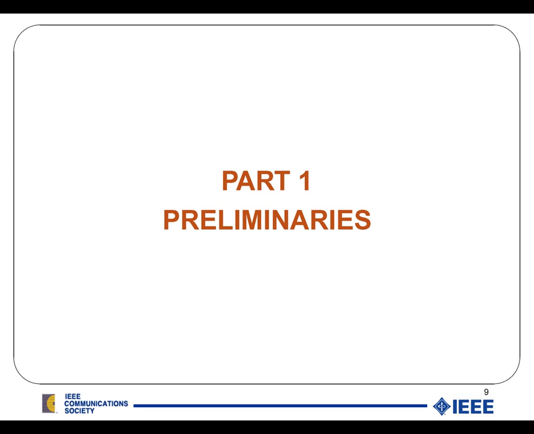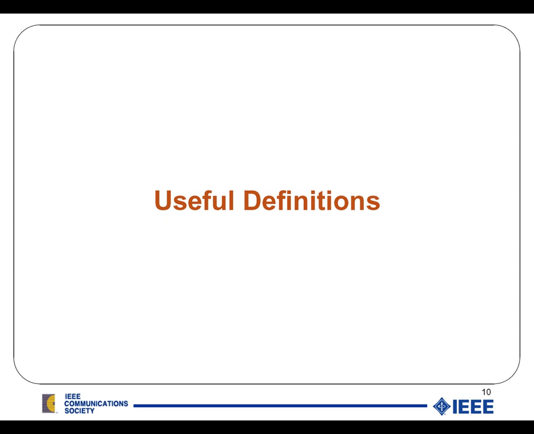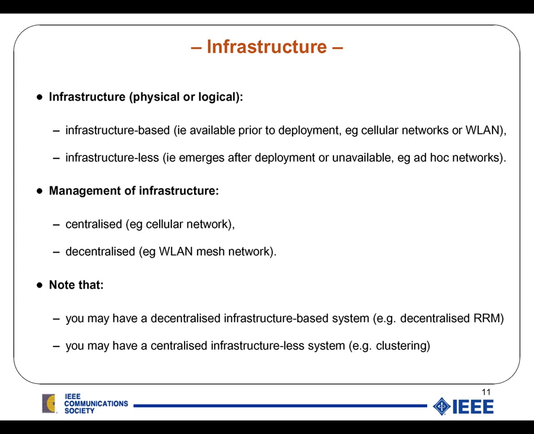Let's move on to part 1, the preliminaries. I'll give you some useful definitions, so just really every listener is at the same basis as we are. And we will start with the infrastructure. Be it physical or logical, an infrastructure-based system is a system where the infrastructure is available prior to deployment, for instance in cellular networks or in wireless LAN networks.